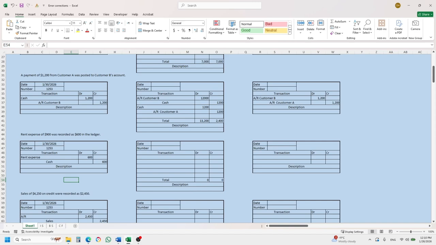The effect in the financial statements: expenses understated, net income overstated, assets overstated, liabilities understated, equity overstated, and operating cash flow understated. So let's move on and correct it.